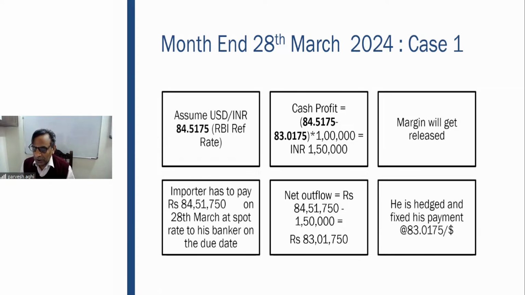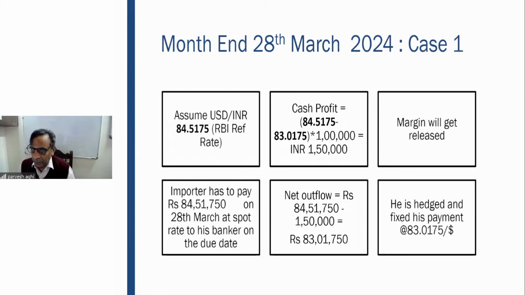Now, since the dollar has gone to 84.51, instead of exchanging dollars, we exchange cash. So since I have made a profit, the dollar price is today 84.51. The time when I bought it was 83. So I am sitting on a profit of 1 rupee 50 paisa into $1 lakh. So I'll be making a profit. So my bank account, I'll get 1,50,000. When I check my bank account, I'll find that I have received 1,50,000 from the stock exchange.